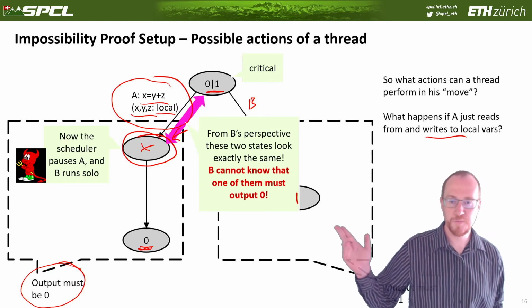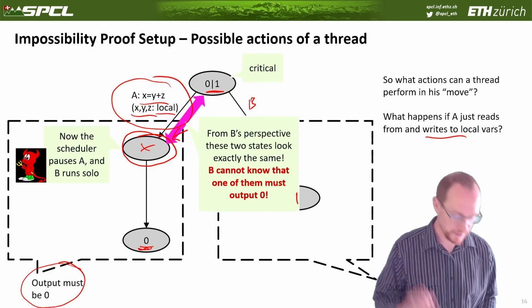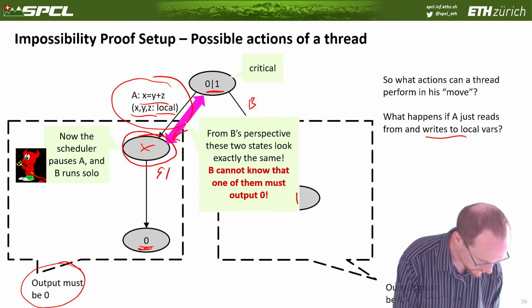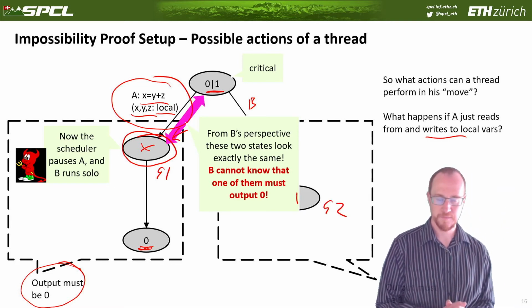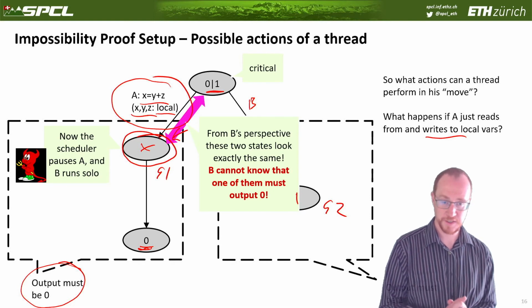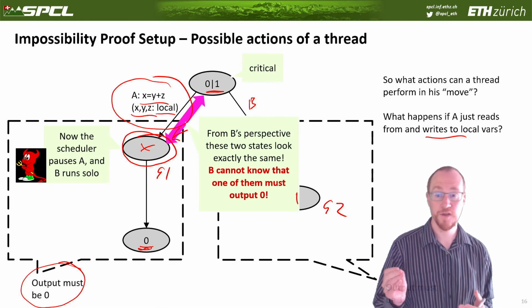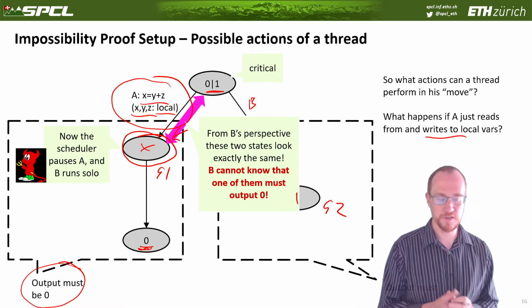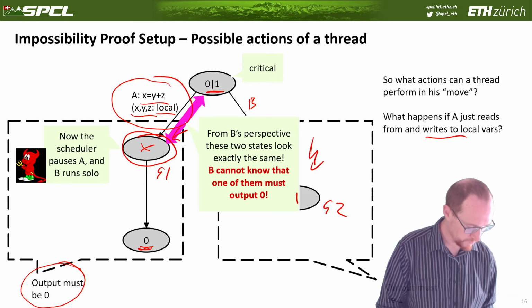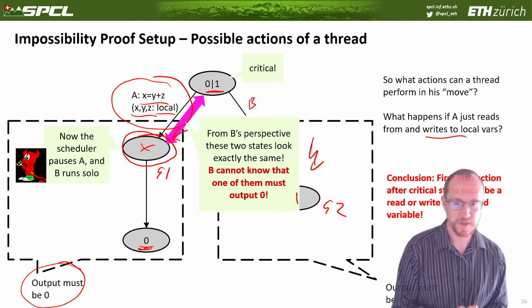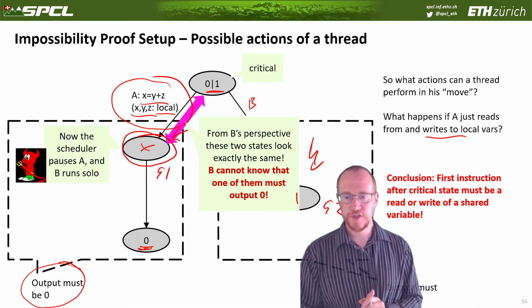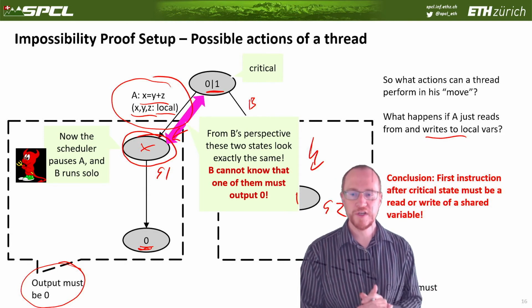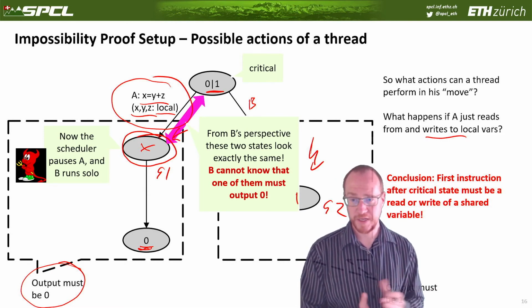So in other words, from B's perspective, these two states, like this state 1 and this state 2, look exactly the same, right, as I showed you earlier. B cannot distinguish these two states, but in state 1, B needs to decide 0, and in state 2, B needs to decide 1. This does not work, so basically we conclude that the first instruction after a critical state must be a read or write of a shared variable, because if I'm only reading local variables, I will not be able to make a decision, right?